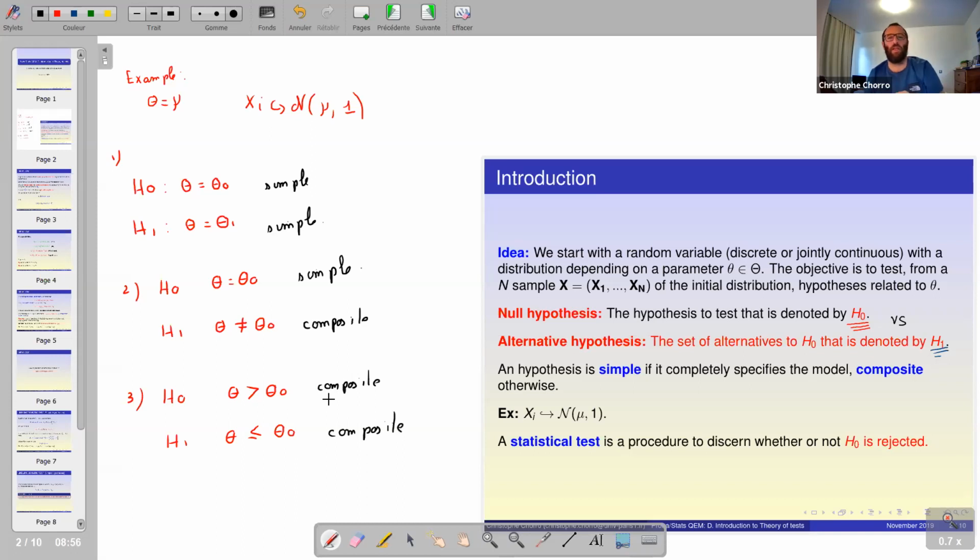Okay. And what we are going to call a statistical test will be a procedure to discern whether or not H0 is rejected. So in a test, we want to find a rational process in order to be able to deduce if we can say that my initial hypothesis, my null hypothesis H0, is fulfilled or not, that is rejected or not.